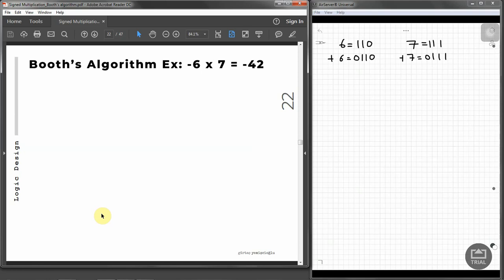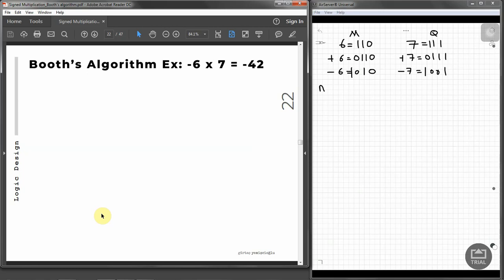Now we have got signed, positive signed numbers. Then let's find out the negative ones. So minus 6, it's going to be the 2's complement of the plus 6, so 1, 0, 1, 0. And minus 7 is 1, 0, 0, 1. So as you can see, we have got the 2's complement of both numbers. So this represents M and that represents Q. Now we are ready to derive our table again.